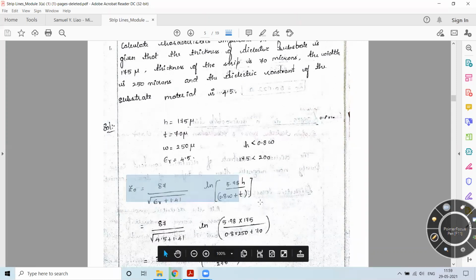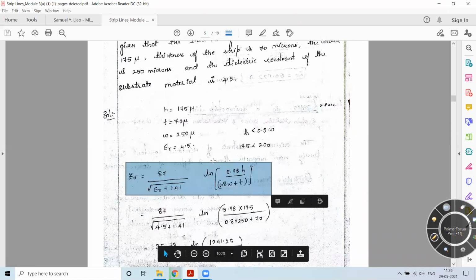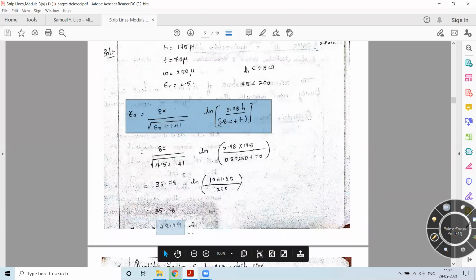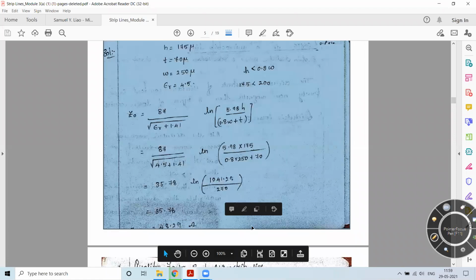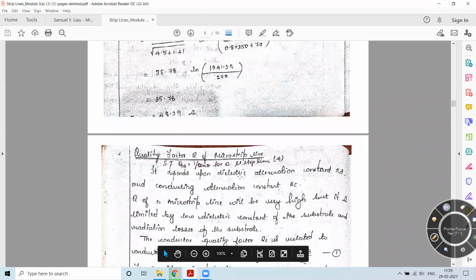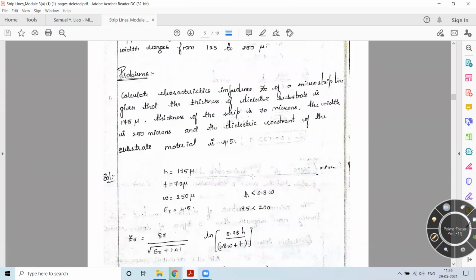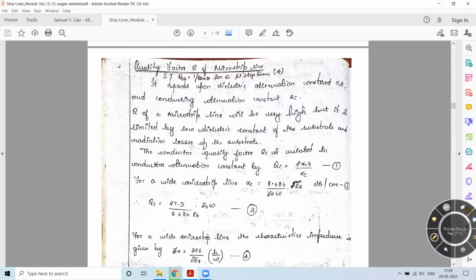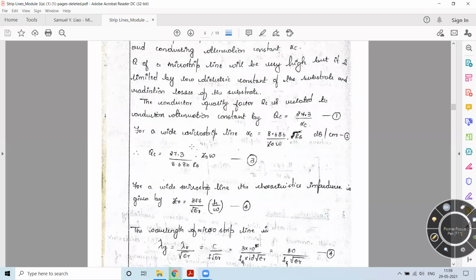So when we substitute the parameters, all the parameters are known over here. When we substitute these parameters, we will obtain Z naught as 48.29 ohms. So this is what we are obtaining for the Z naught value. So again, we had seen these equations.